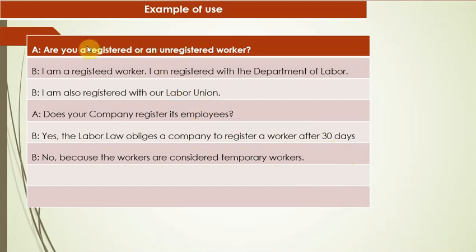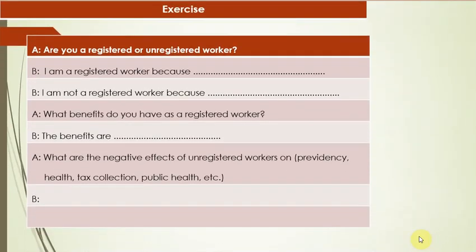So this is how you respond to this. Are you registered or unregistered? So now this exercise is for you. Are you a registered or unregistered worker? You say, I am a registered worker, because you have to give a justification.